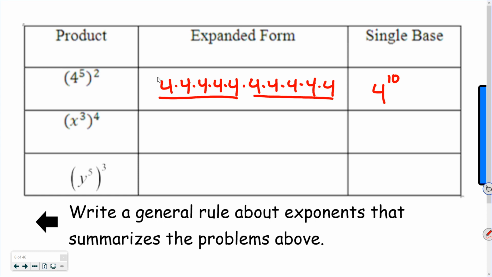Okay, you go ahead and try that for x to the 3rd to the 4th and y to the 5th to the 3rd. So pause it, write it out in expanded form, and then write it with a single base after that.